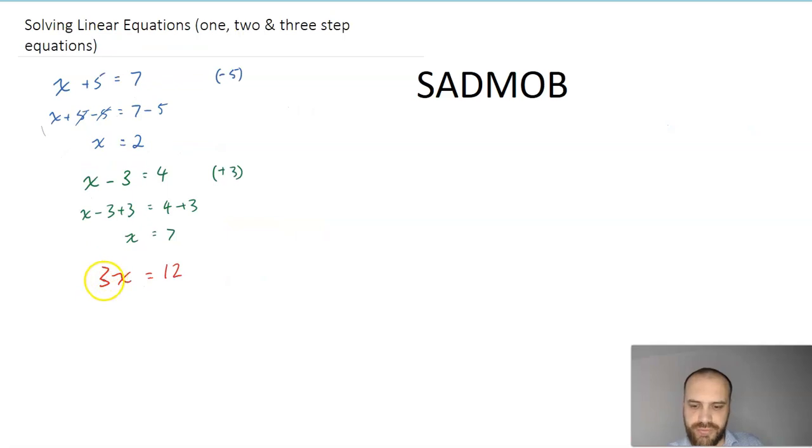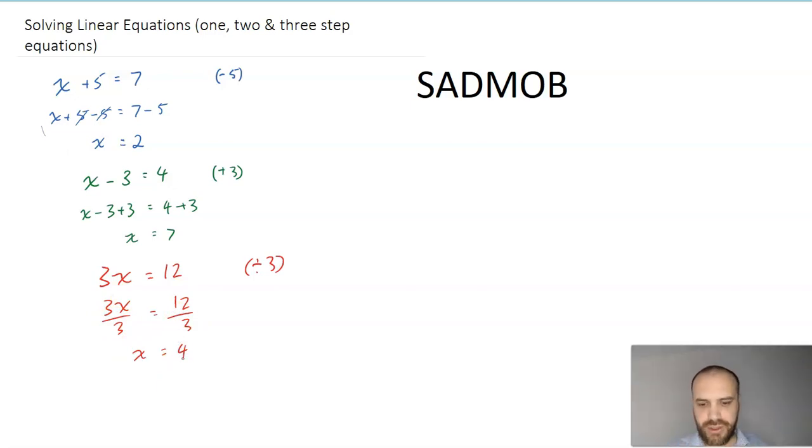For this next one, we have 3x equals 12. This means that 3 is being multiplied by x, or x is being multiplied by 3. Now, we need to get x by itself. How do we get x by itself? We undo the multiply, and the opposite of multiply is divide. So, we're going to divide both sides by 3. 3x divided by 3 equals 12 divided by 3, and x equals 4.